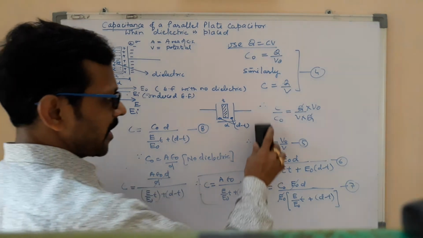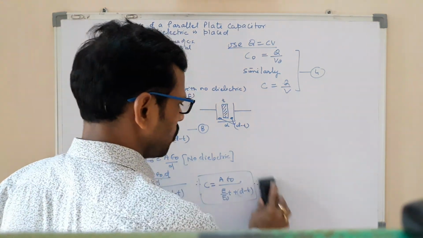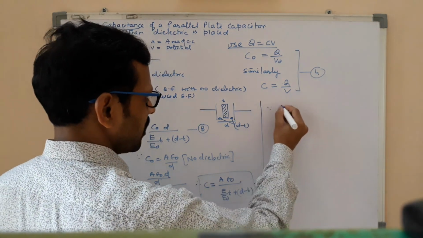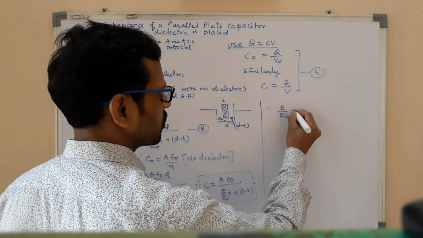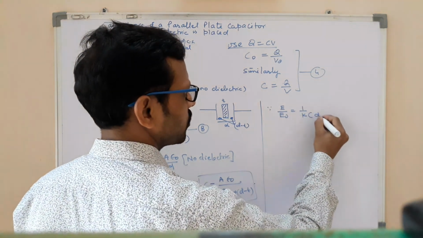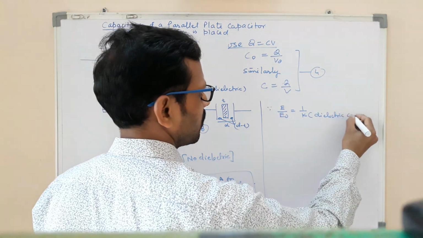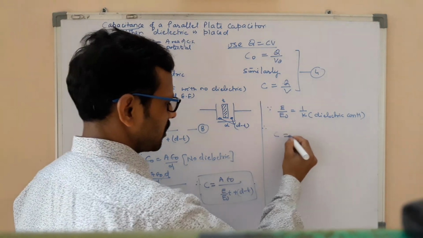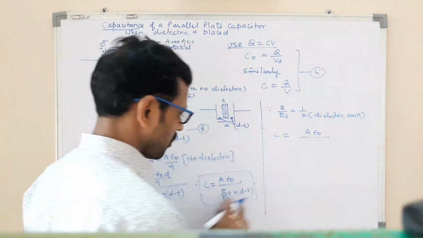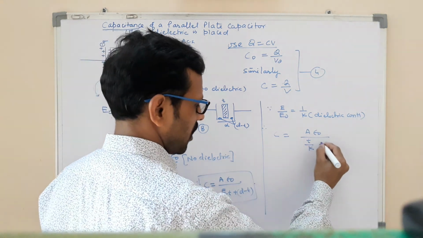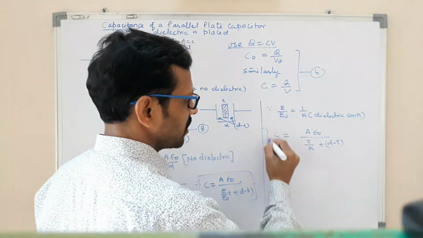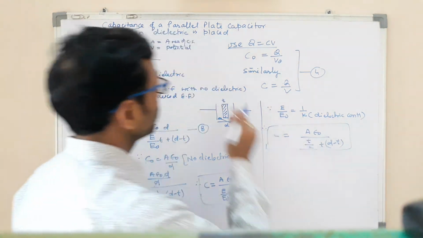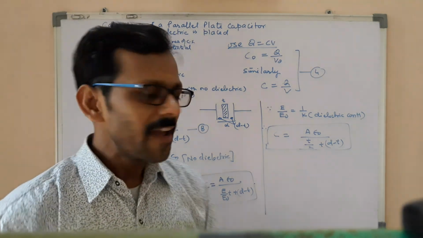But as we know, the ratio E upon E naught is equal to 1 upon K. What is K? K is known as the dielectric constant. Therefore, replace this value. Therefore, C is equal to A epsilon naught upon T upon K plus D minus T. This is the capacitance formula for the parallel plate capacitor when dielectric is placed.